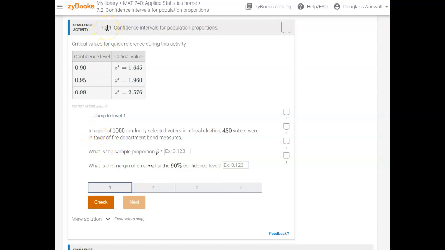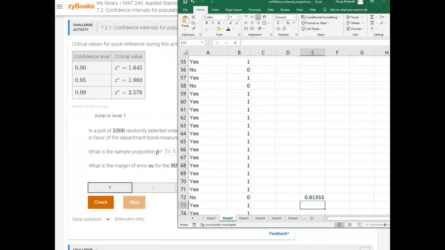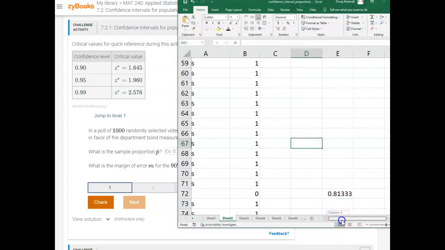7.2 here, making confidence intervals for population proportions. 7.2.1, we have a poll of 1,000 people, and this number here are in favor. So first, let me zoom in here a little to make my numbers bigger.